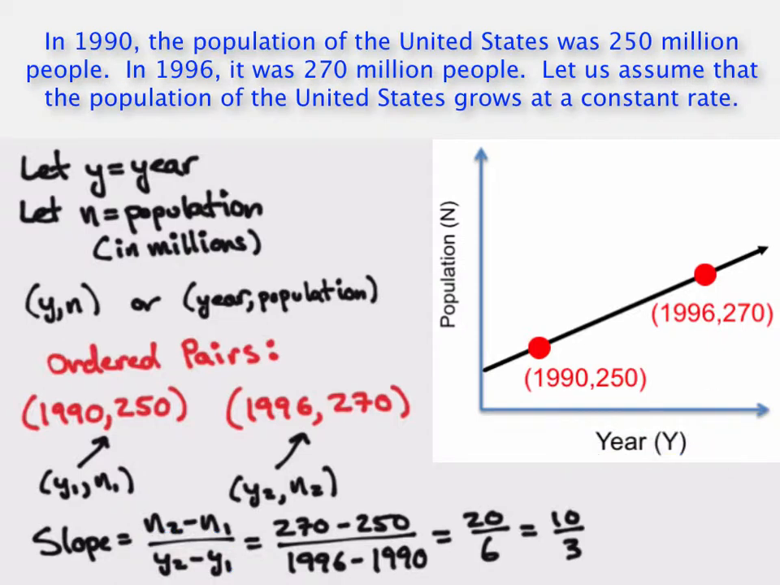Okay, so we found our slope to be 10/3, but what does 10/3 mean with regard to years and the population? Well, it means that every 3 years that go by, for a 3-unit increase in y, we'll have 10 million more people. There'll be a 10-unit increase in n. So that's what the 10/3 means. Every 3 years that goes by, there'll be 10 million more people. Every 3 that y goes up, n will go up by 10. All right, now that we've got a slope, we can use either of these ordered pairs to model this situation using a linear equation in point-slope form.